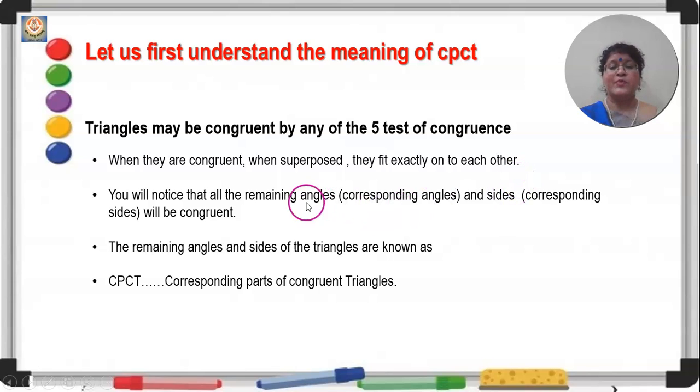Not only that, you will also notice that the remaining corresponding angles and the remaining corresponding sides will also be congruent. So what are these remaining corresponding angles and these remaining corresponding sides called? They are known as CPCT, that is, they are the corresponding parts of congruent triangles. Students, we will see how to use this CPCT in some of the questions from exercise 7.1.